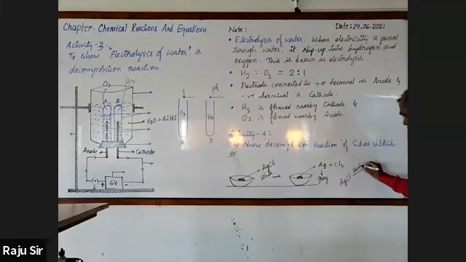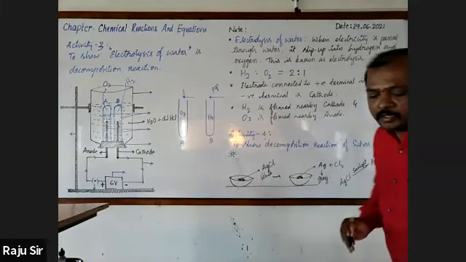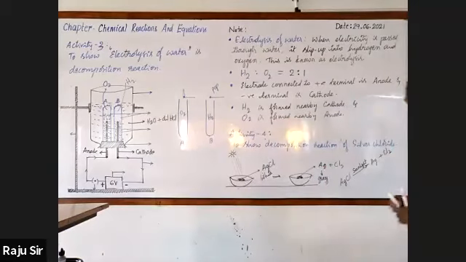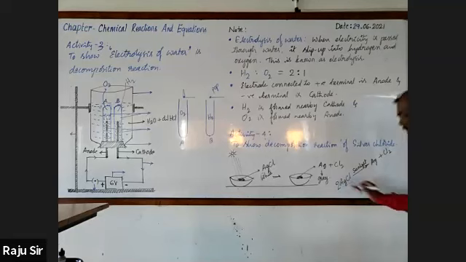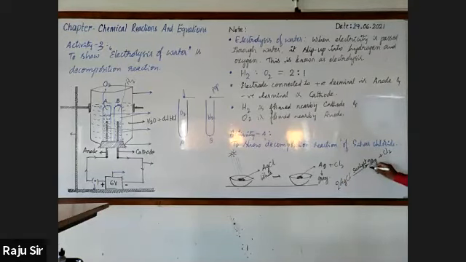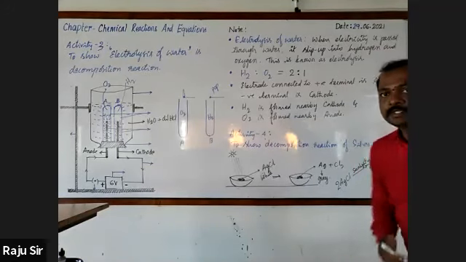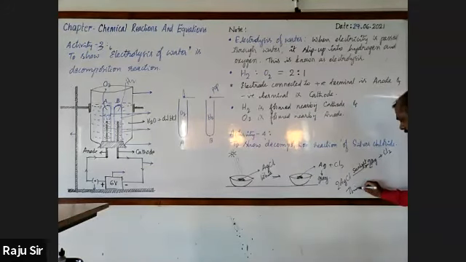In the presence of sunlight, it undergoes decomposition reaction and forms the compounds called silver and chlorine. And balancing is also very simple. Here chlorine 2 is there, right? Here 1 is there, right here 2. Then 2 atoms of silver, right? 2 atoms of silver. So this is decomposition reaction.